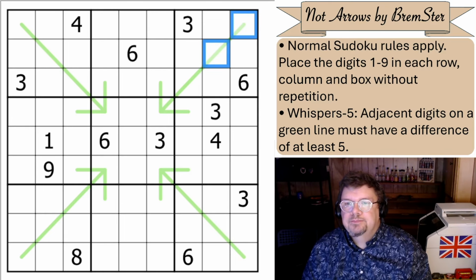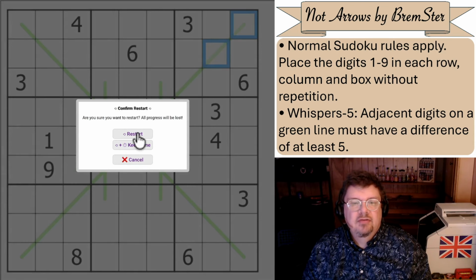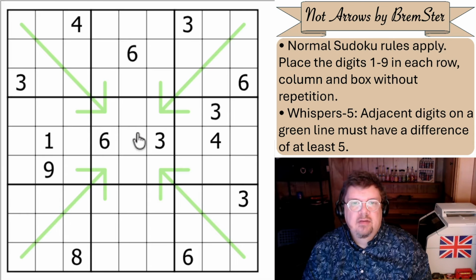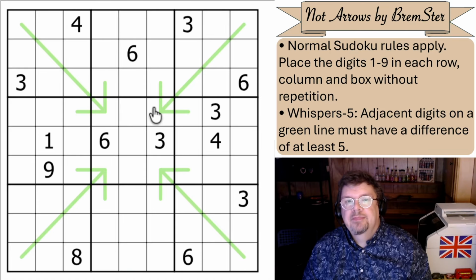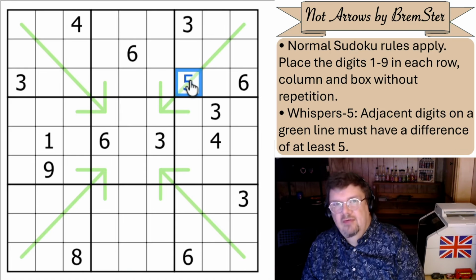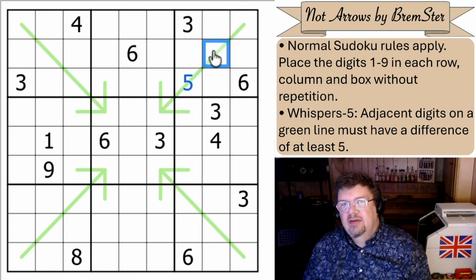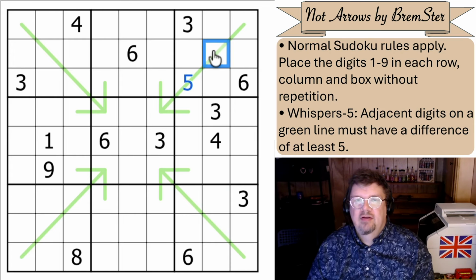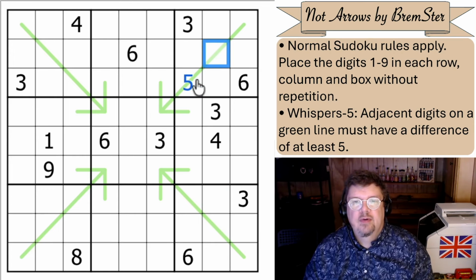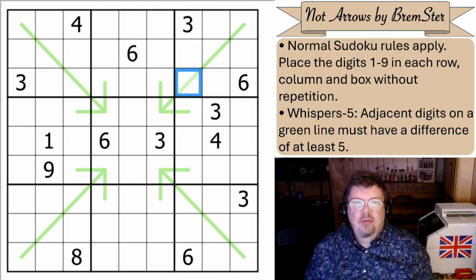Okay, I am going to restart the puzzle to reset the timer, and let's begin. Let's start with some secrets of Whisper 5 lines. First of all, I can't put a 5 on one of them, because if I did, the next digit would have to be 0 or negative or 10 or more, none of which are valid Sudoku digits. Then I have to alternate between high and low.